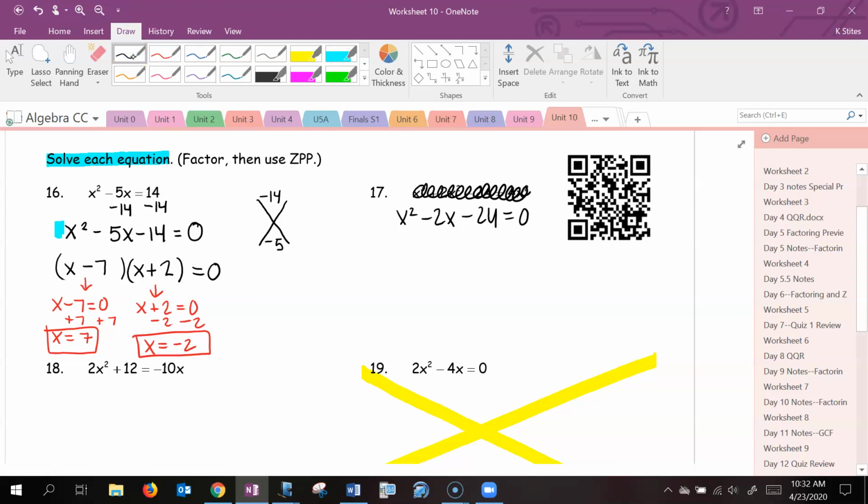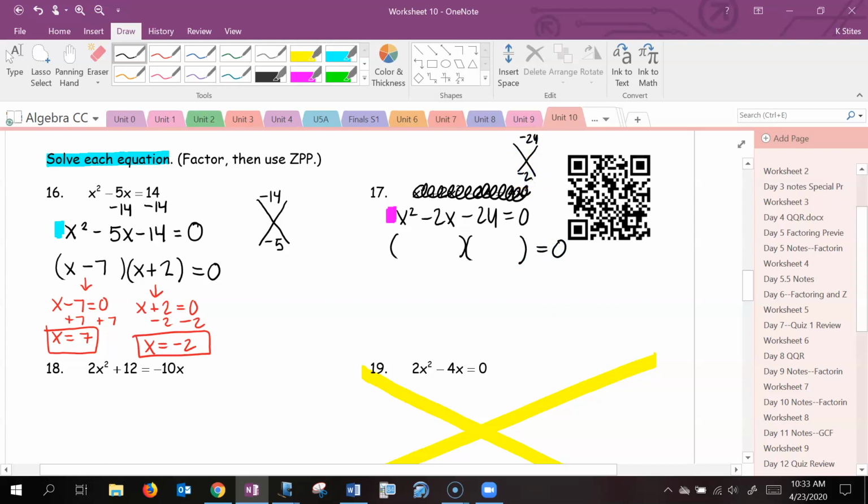Okay. Number 17, go ahead and rewrite this one for me. I've just taken out the x cubes. Notice this one is already equal to 0, so that's a good start. And you should also notice that you just have a 1 in front of your x squared, which means we are going to go straight to our box problem again. We are multiplying to negative 24 and we're adding to negative 2.